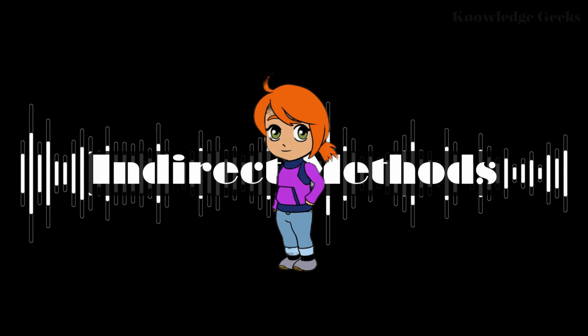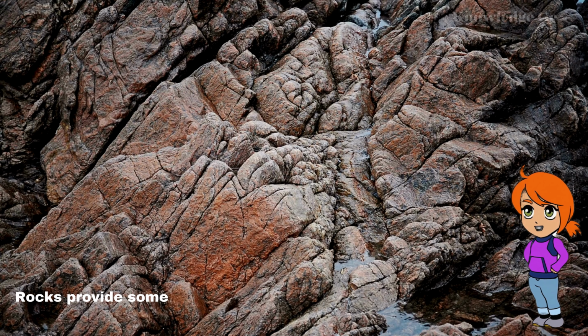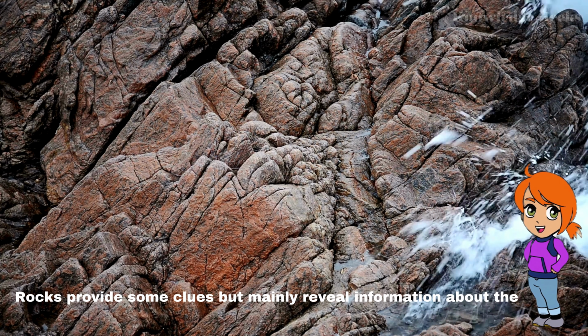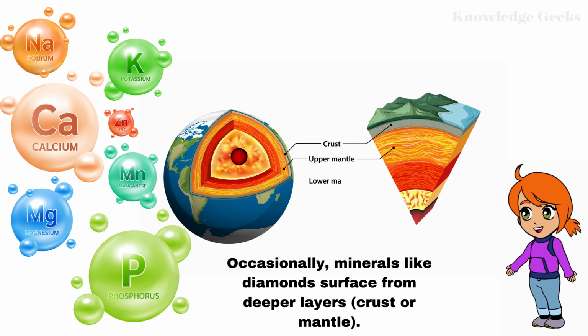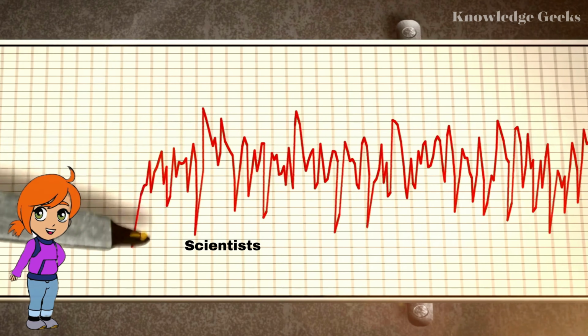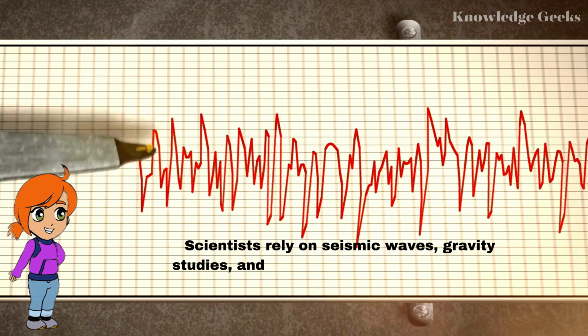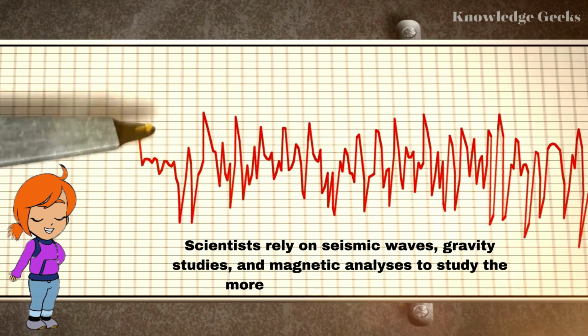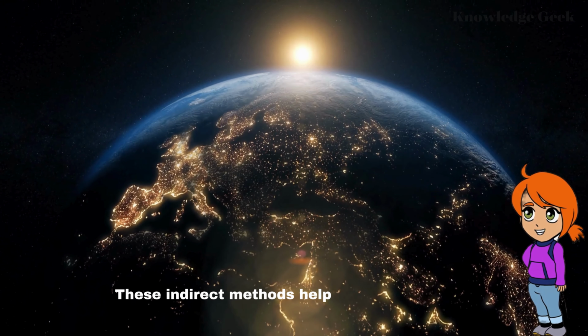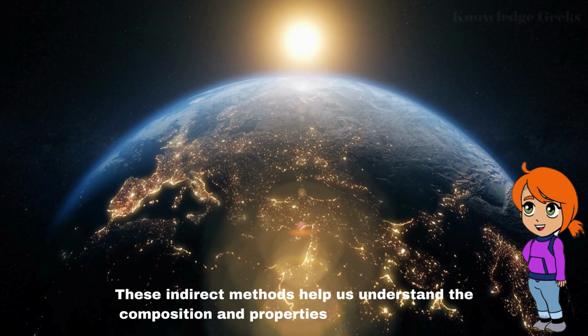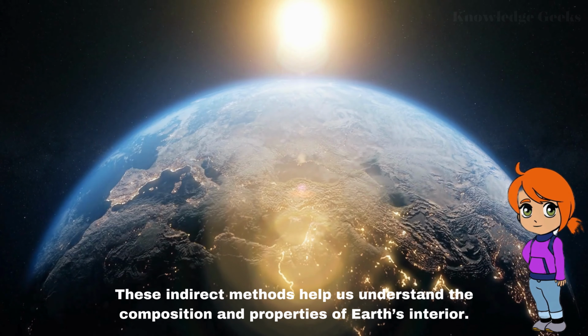Indirect methods. Rocks provide some clues but mainly reveal information about the outer crust. Occasionally, minerals like diamonds surface from deeper layers, crust or mantle. Scientists rely on seismic waves, gravity studies, and magnetic analysis to study the more distant mantle and core. These indirect methods help us understand the composition and properties of Earth's interior.